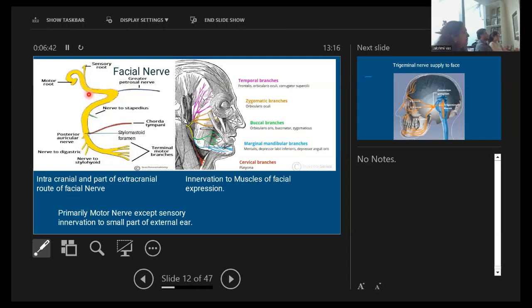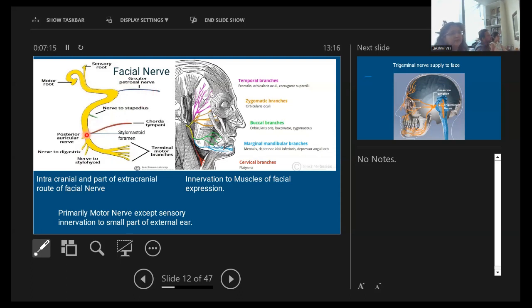So when it comes out of the internal auditory meatus, it goes through the facial canal. There is a geniculate ganglion situated over there. From there, two nerves come. One is the greater petrosal nerve, which carries the secretomotor, that is the parasympathetic fibers, and goes along with the deep petrosal nerve in the pterygoid canal to the pterygopalatine fossa. Then there is a nerve to the stapedius.